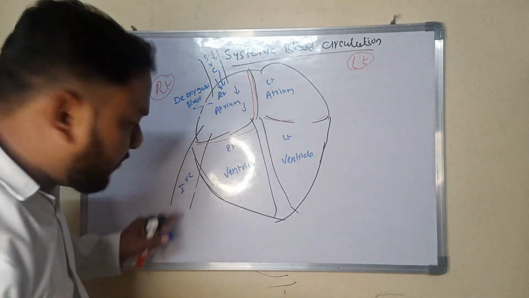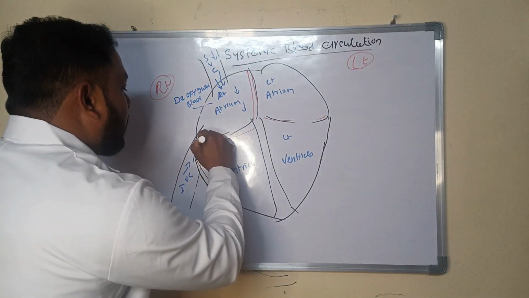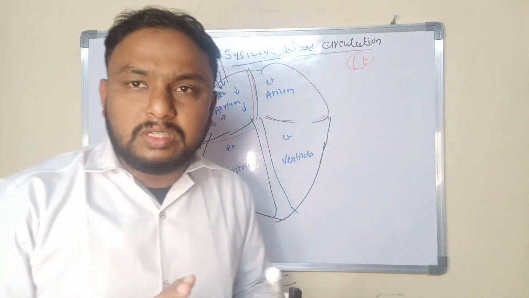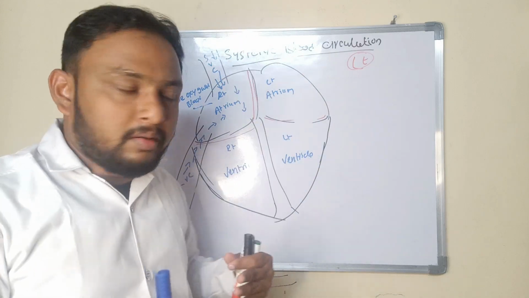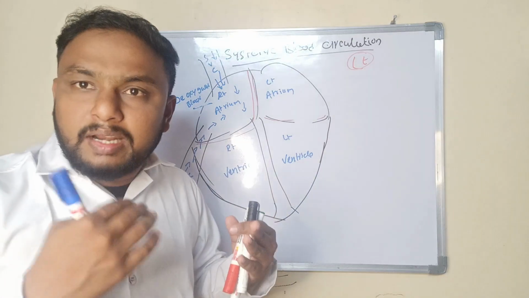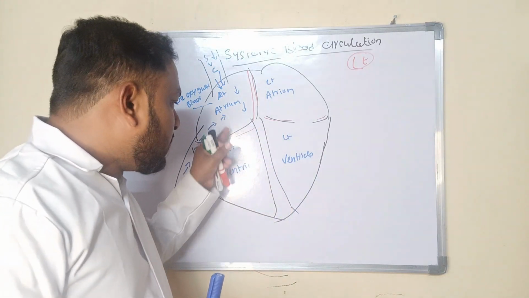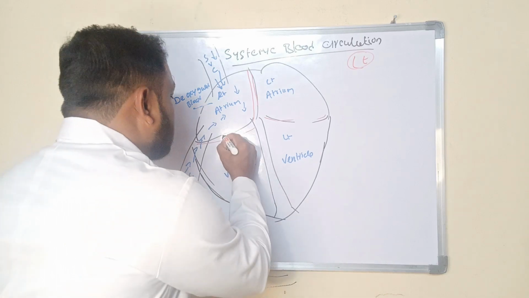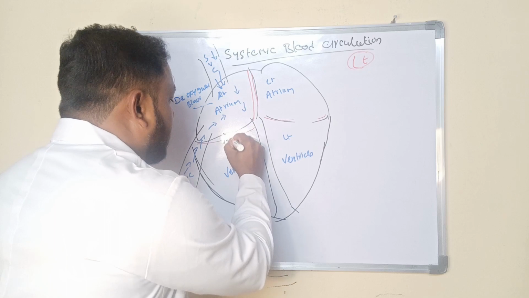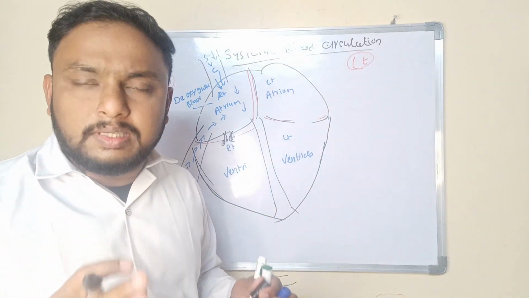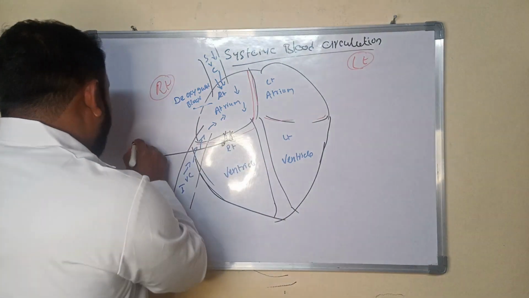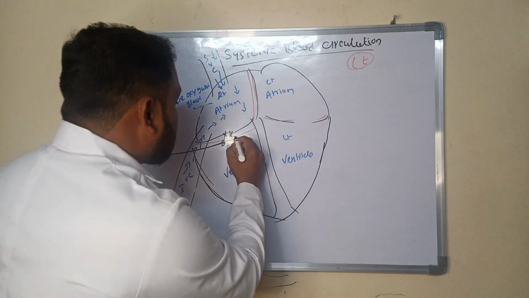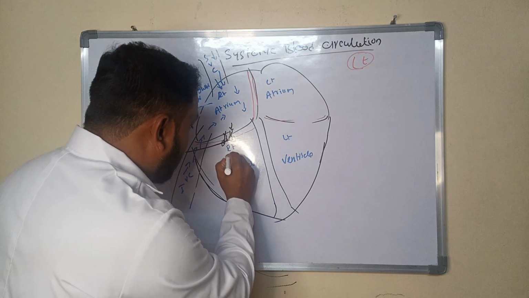Same like that, from the inferior, lower body parts, again deoxygenated blood is coming into the right atrium. So the right atrium has completely deoxygenated blood collected from the entire inferior and superior body parts. From the right atrium, the blood flows into the right ventricle through an opening called the tricuspid valve. There are different valves in the heart. So here you have the tricuspid valve.